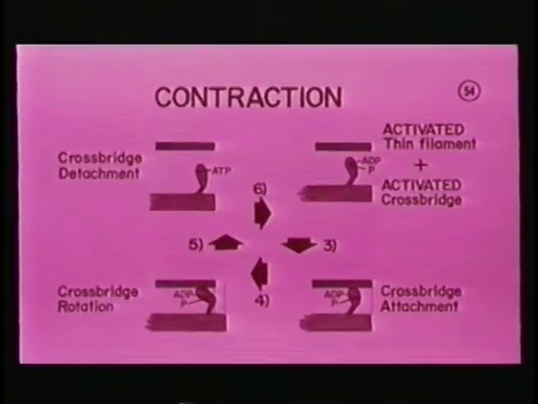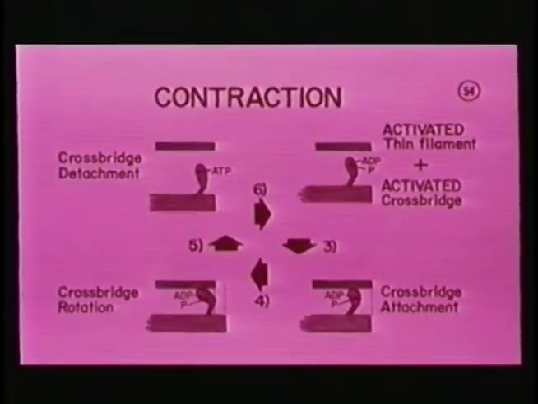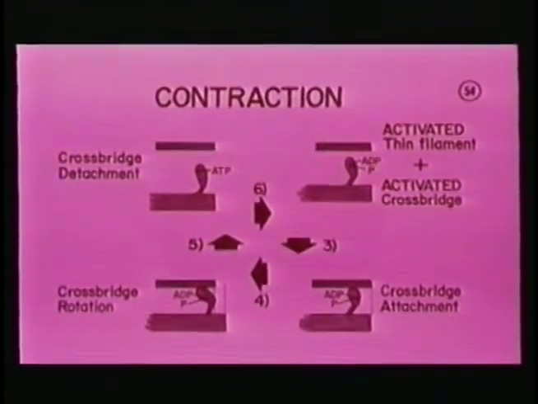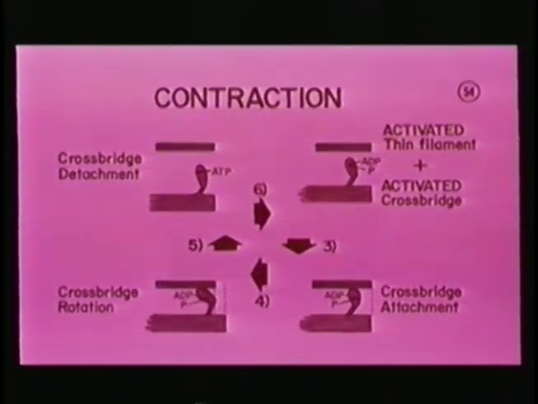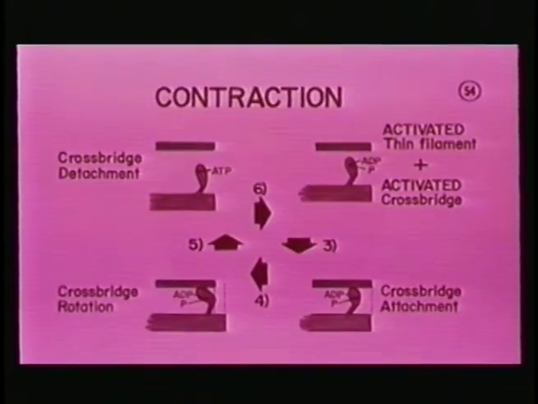Slide 54. The microanatomical correlates of the contraction cycle, steps 3, 4, 5, and 6, are shown on this slide. An activated thin filament is shown attaching to an activated thick filament with the subsequent rotation of the cross bridge and translocation of the thin filament. This is followed by detachment of the cross bridge and the formation of a new activated cross bridge.